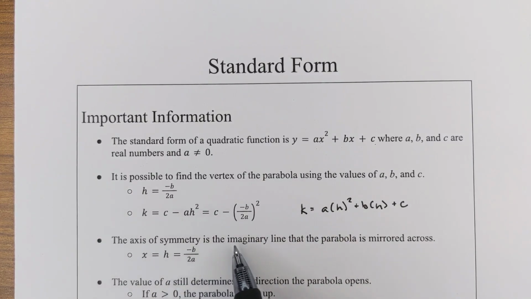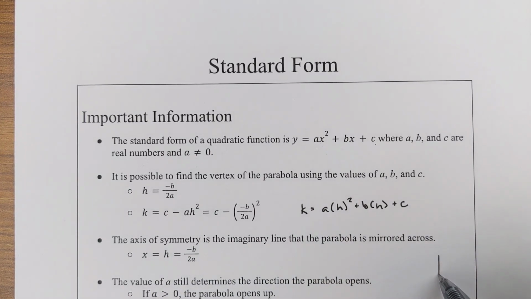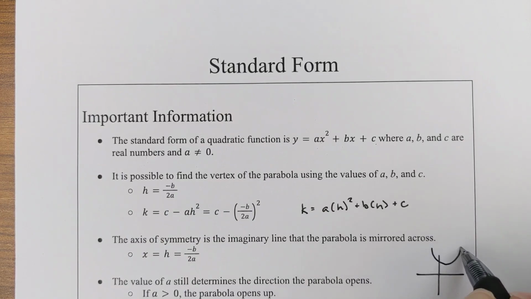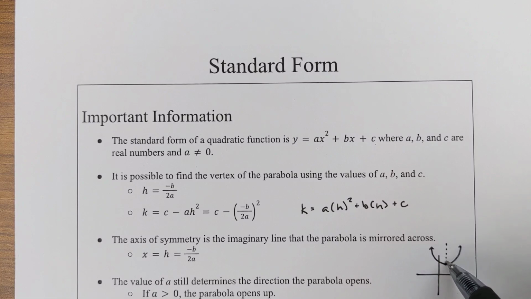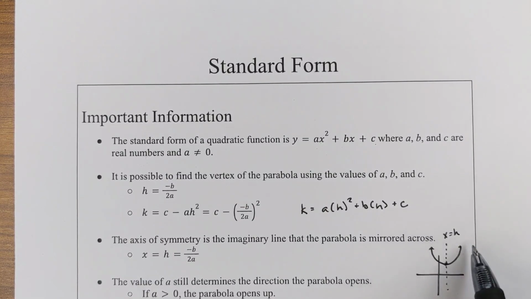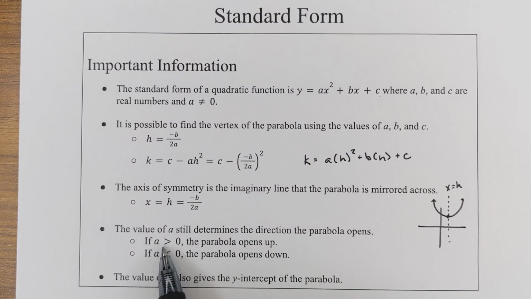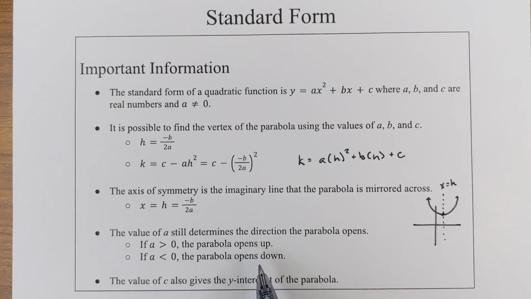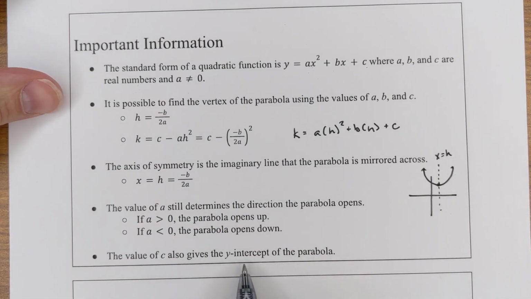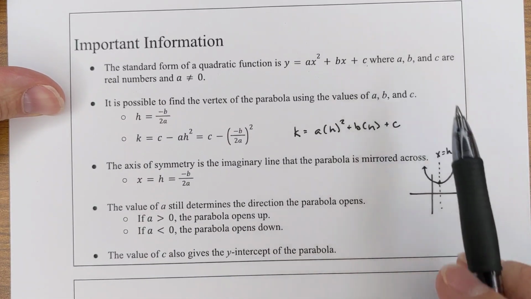The axis of symmetry is the line that the parabola is mirrored across. If you remember the shape of our parabola, it looks something like this, with the vertex sitting there at the lowest point. The axis of symmetry runs through the center, and always has equation x equals h. So the graph is mirrored across it. A is still whether the graph opens up or down. If a is positive, we have up; negative, we have down. And the value of c in this equation gives you the y-intercept.